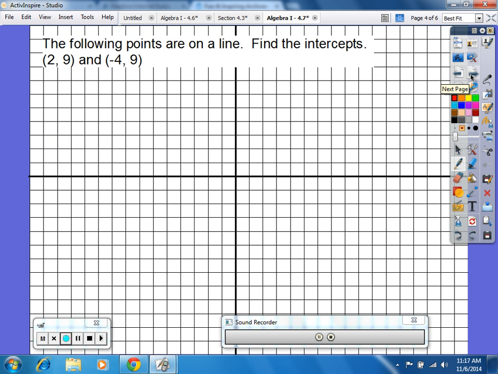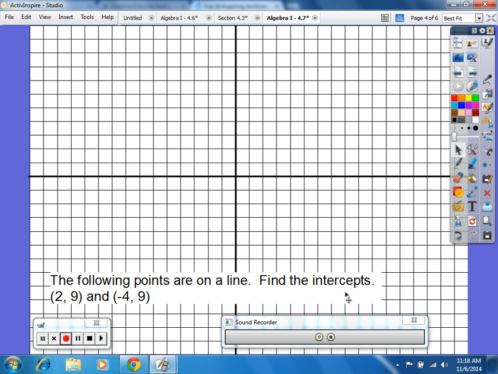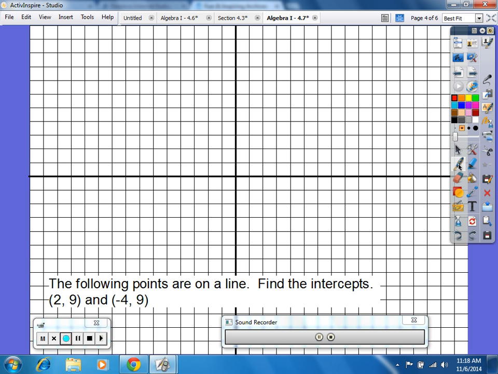Okay, and the last thing you're going to do here today, it says the following points are on a line. Find the intercepts. So this is a line that goes through the point 2, 9. Oh no. Hang on, let me move this. I'll move it down here. There we go. Okay, try it again. It goes through the point 2, 9, and it goes through the point 4, 9.